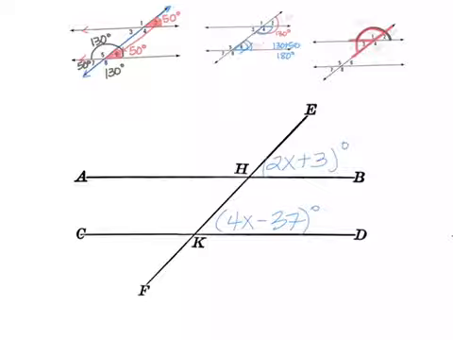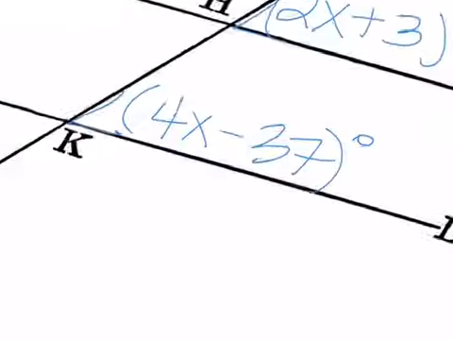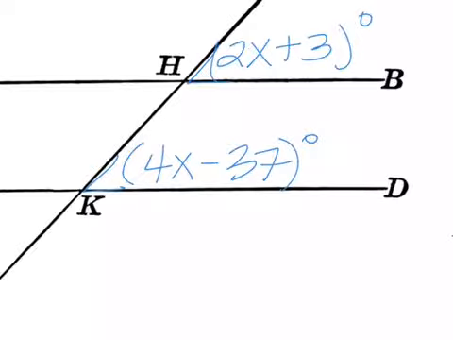So let's say I'm given a problem like this, okay, where I'm told that I have a pair of parallel lines and a transversal cutting through it. I'm told that angle EHB is 2x plus 3 degrees, and HKD is 4x minus 37 degrees, and they're asking me to find the measure of the angle. Well, I'd have to utilize some of that prior knowledge, such as the fact that when lines are parallel, corresponding angles are congruent or equal. So what that means is whatever the measures of each of those are, they have to be exactly the same.